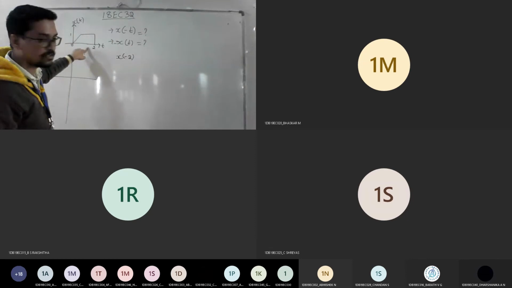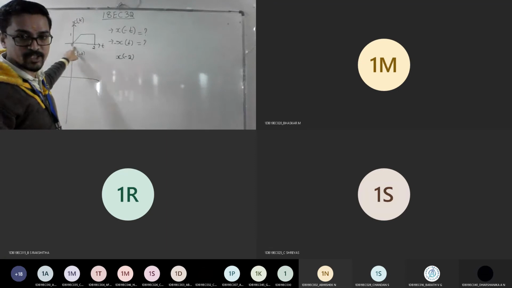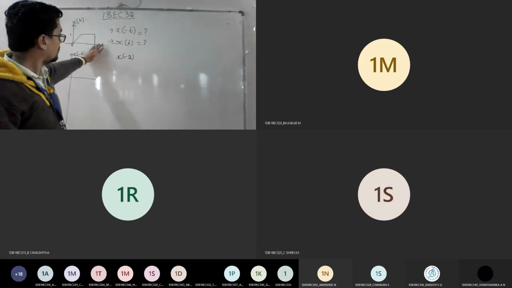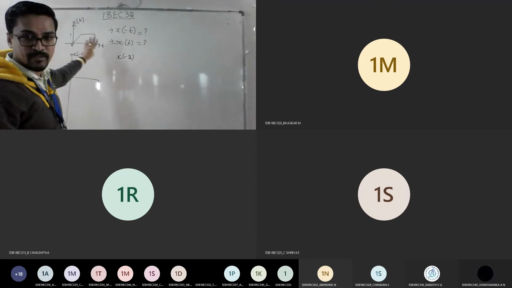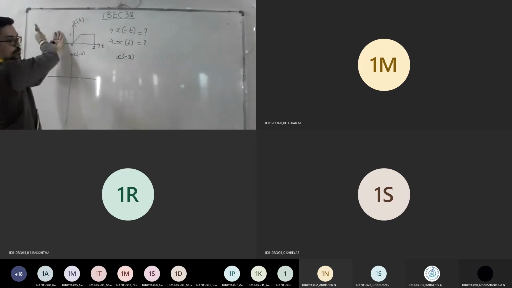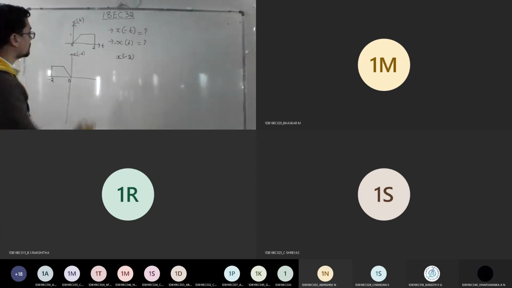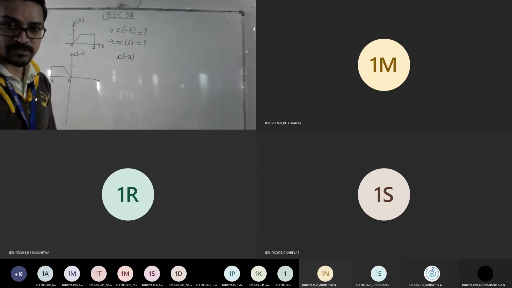So what is the meaning of this now? The waveform that was starting from 0 and ending at plus 2, we'll take a mirror image. Minus means mirror image. So whatever is there comes towards this side. Let's check: is this what the signal looks like? Yes or no? Everyone? Yes, sir. Did you get what I taught?